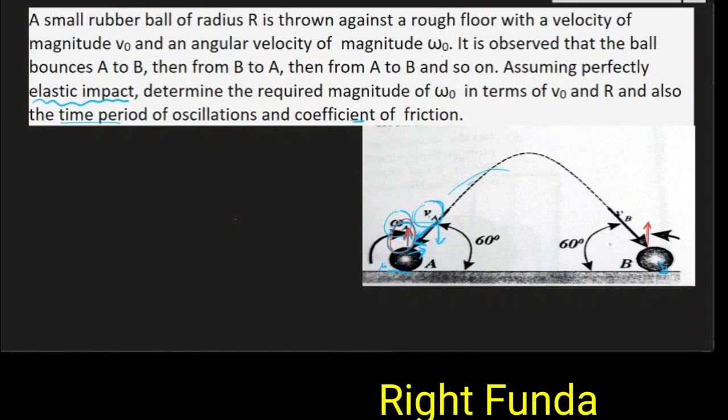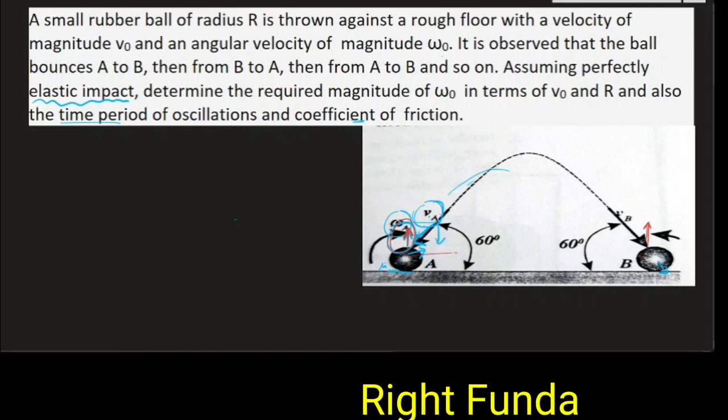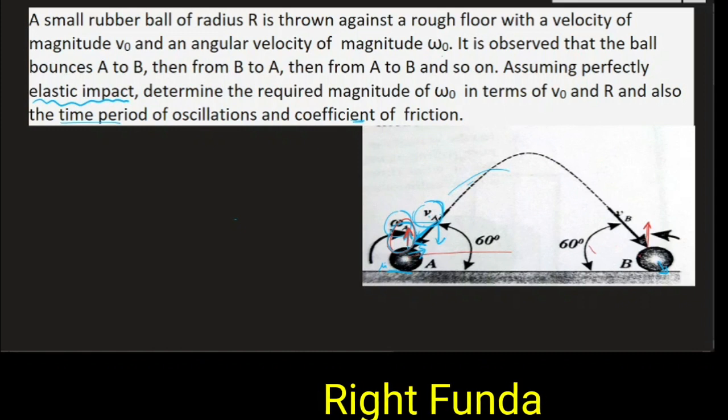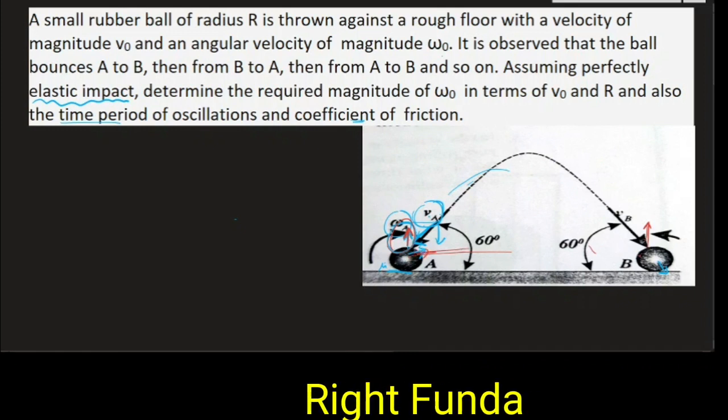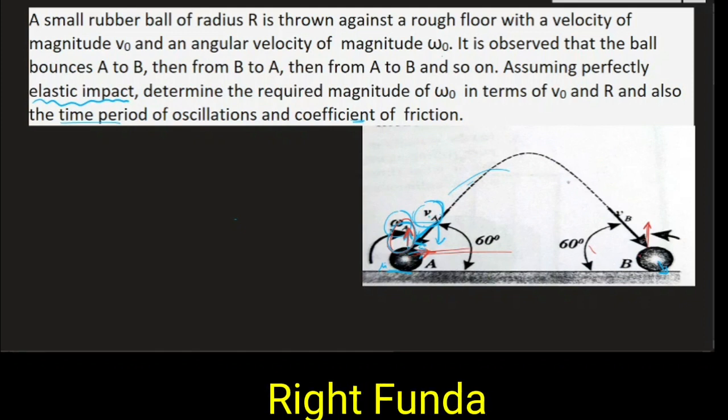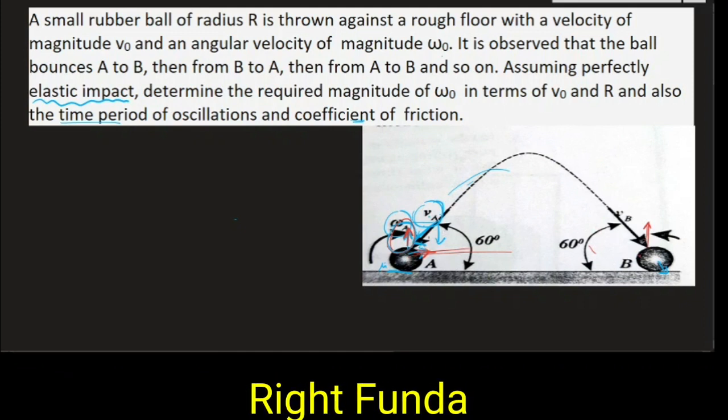The second thing is that it is going from A to B and B to A, which means the range is constant. Going from here to here and going from here to here. So horizontal, and the range depends upon what? Horizontal component velocity into time of flight. So time of flight we have discussed: the first part is that it must be constant.